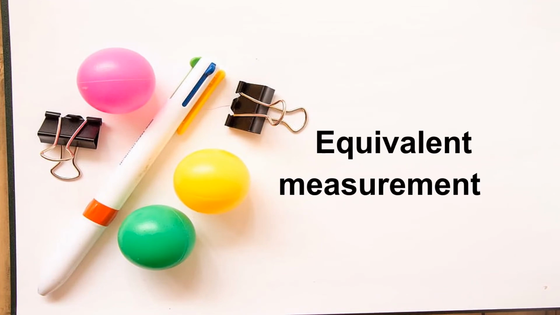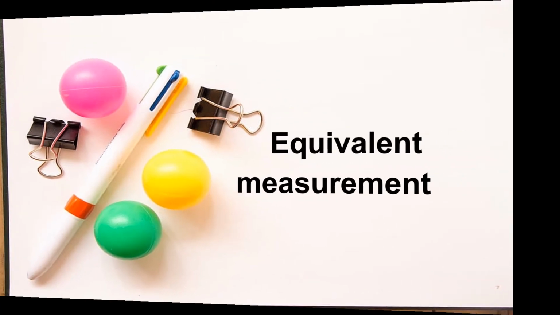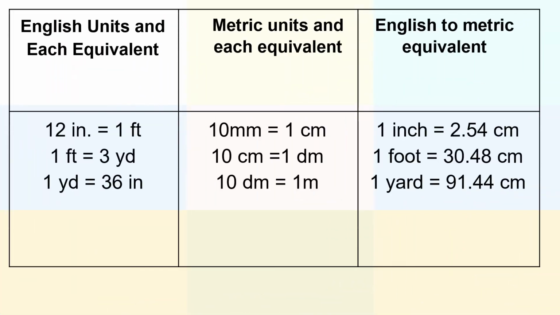Now, let's discuss equivalent measurement. Here are the English units and each equivalent. 12 inches is equal to 1 foot. 1 foot is equal to 3 yards. 1 yard is equal to 36 inches.